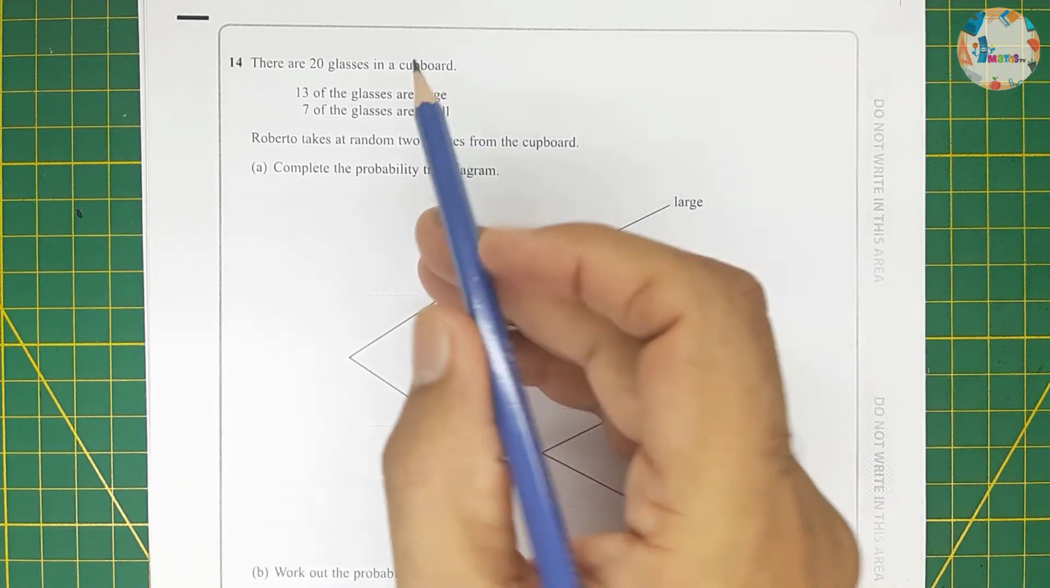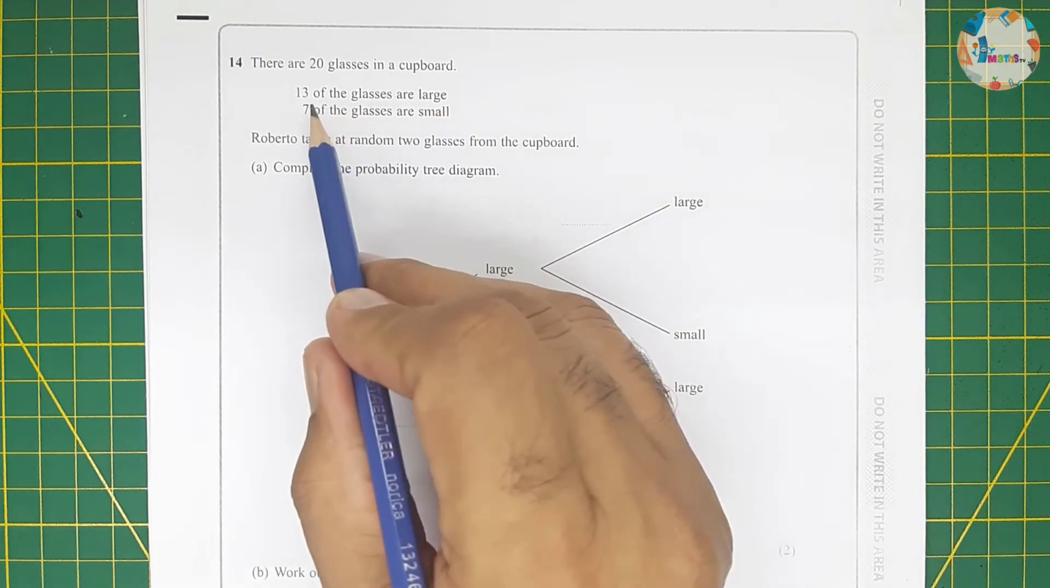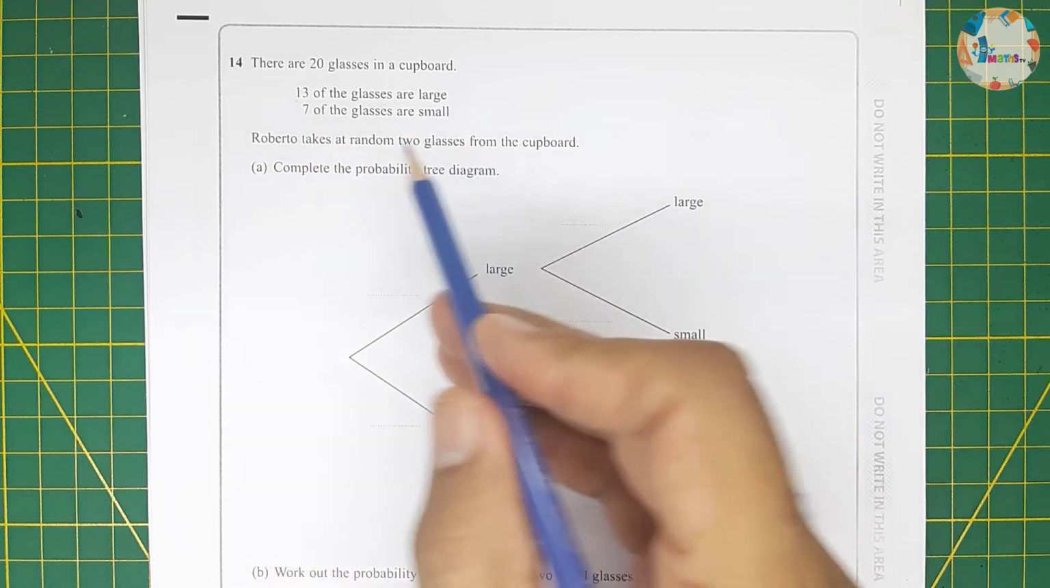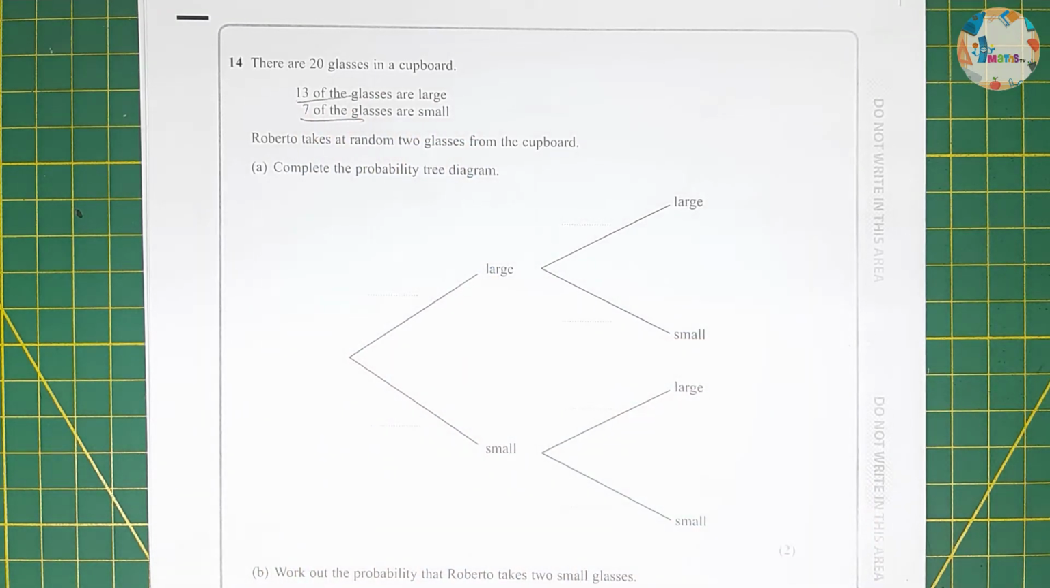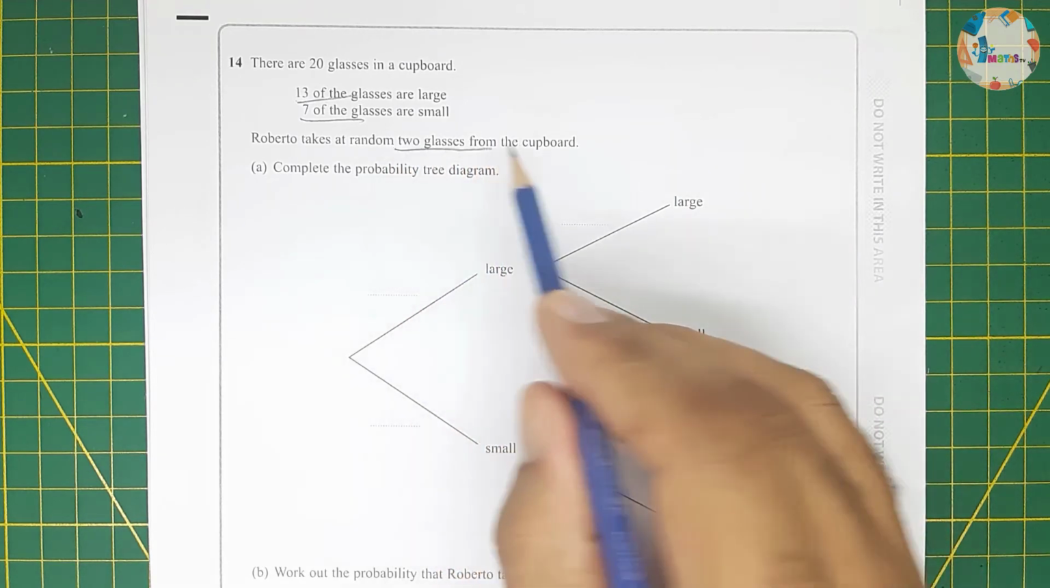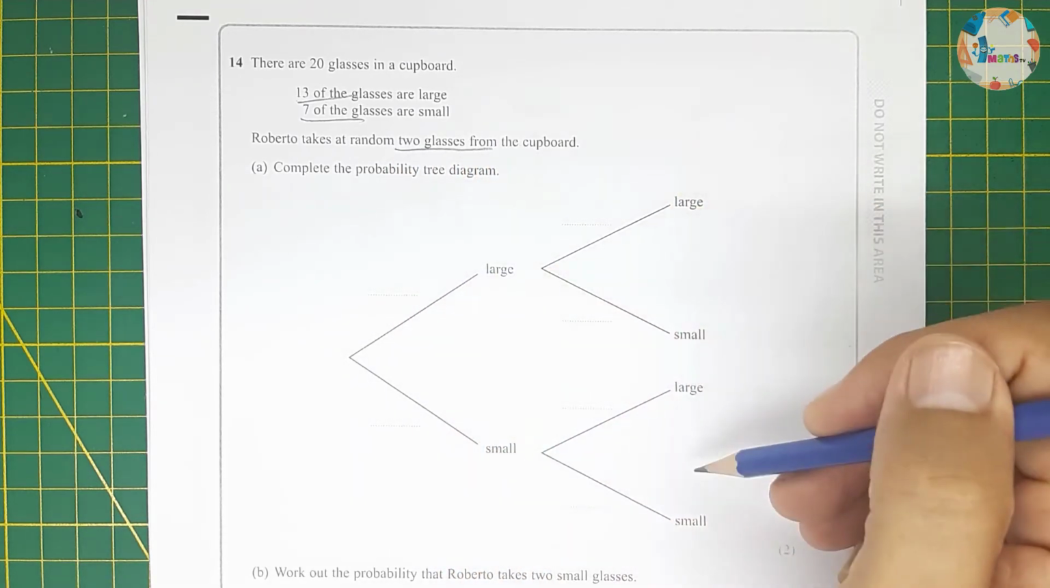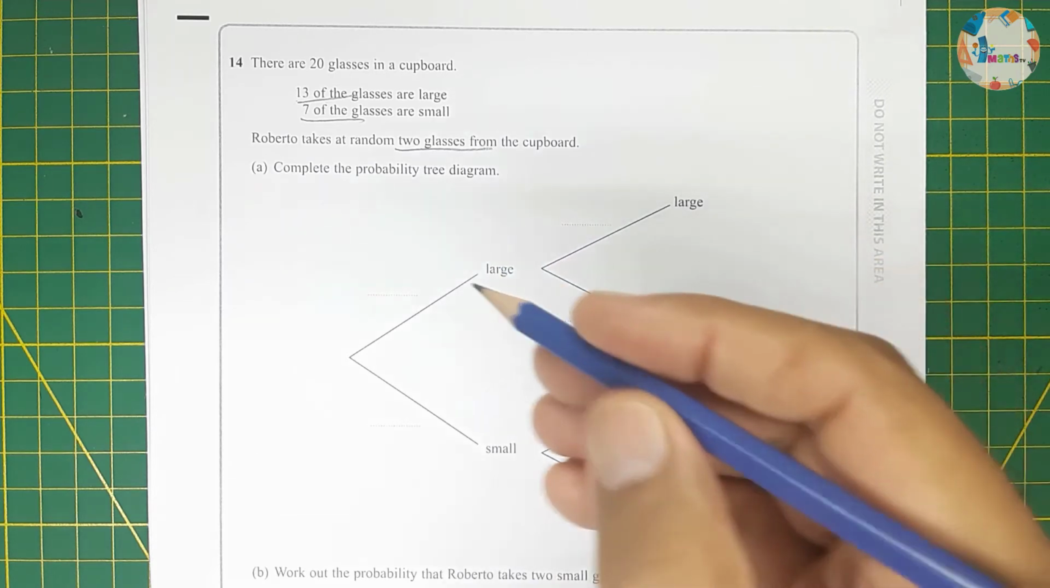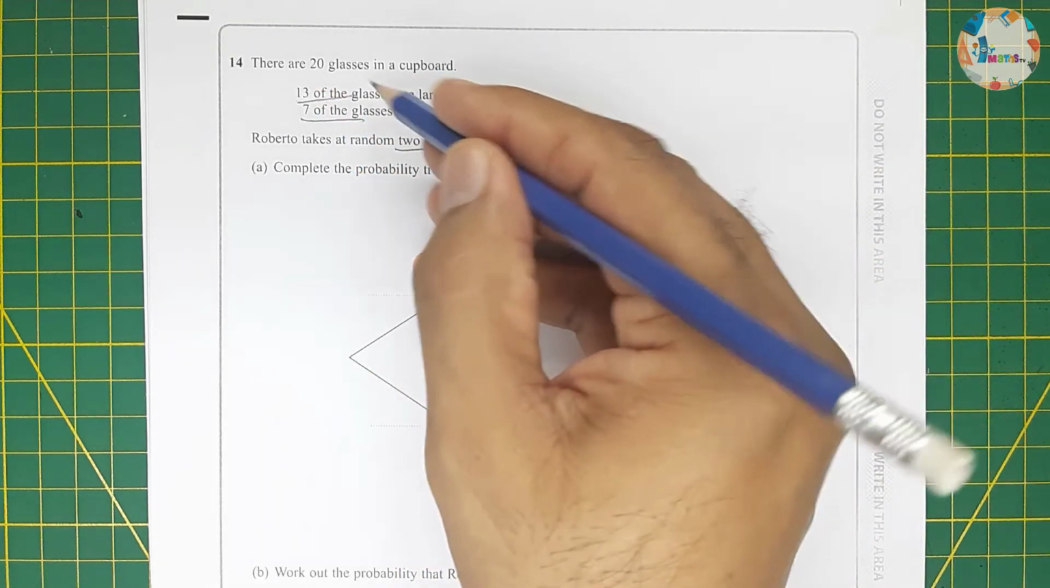Question number 14. There are 20 glasses in a cupboard. 13 of the glasses are large, 7 are small. So Roberto takes at random 2 glasses. So first draw is this one, second draw is this one. Complete the tree diagram. So large will be 13 out of 20.